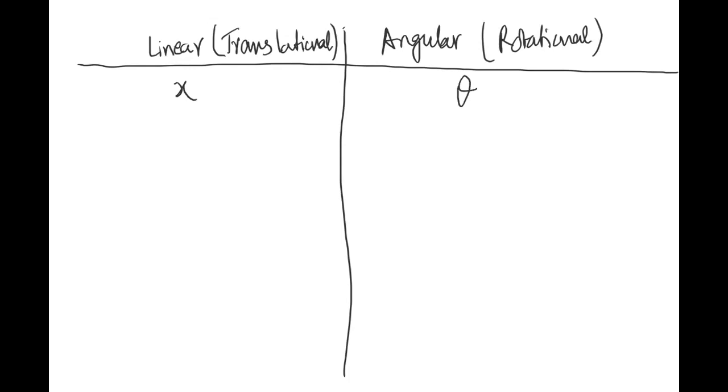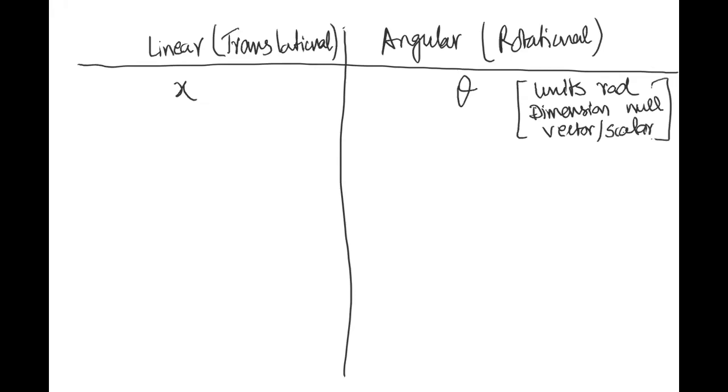Now, the unit of angular displacement is radian. Remember that the dimension of the angular displacement is null. There is no dimension. And is it a vector quantity or a scalar quantity? Is it a vector quantity or a scalar quantity?